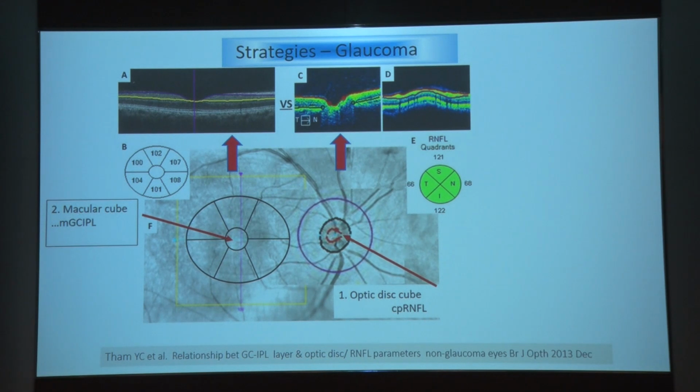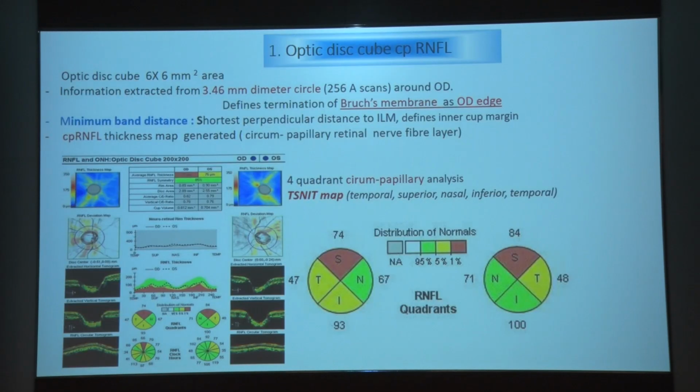The strategies are two primarily. The one which we rely on most commonly is the optic disc cube, or the circumpapillary RNFL, and the macular cube, which is called the macular GCIPL. Coming to the first one, it's a 6 millimeter squared area optic disc cube, and the information is from a circle of 3.46 millimeters. So if it's an MCQ, you need to know that the area is 6 millimeters squared, but the diameter is 3.46. And this is very important to know because Dr. Manoj was just talking about the alpha beta zone.